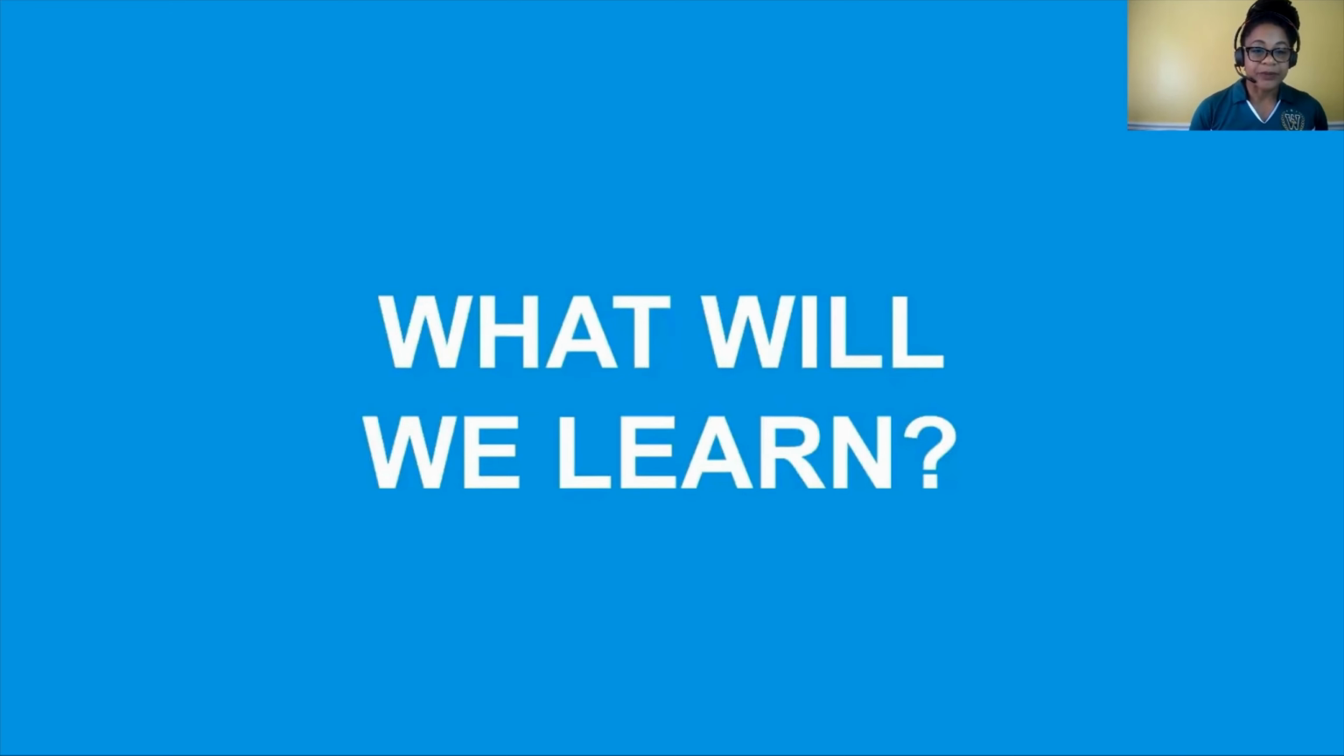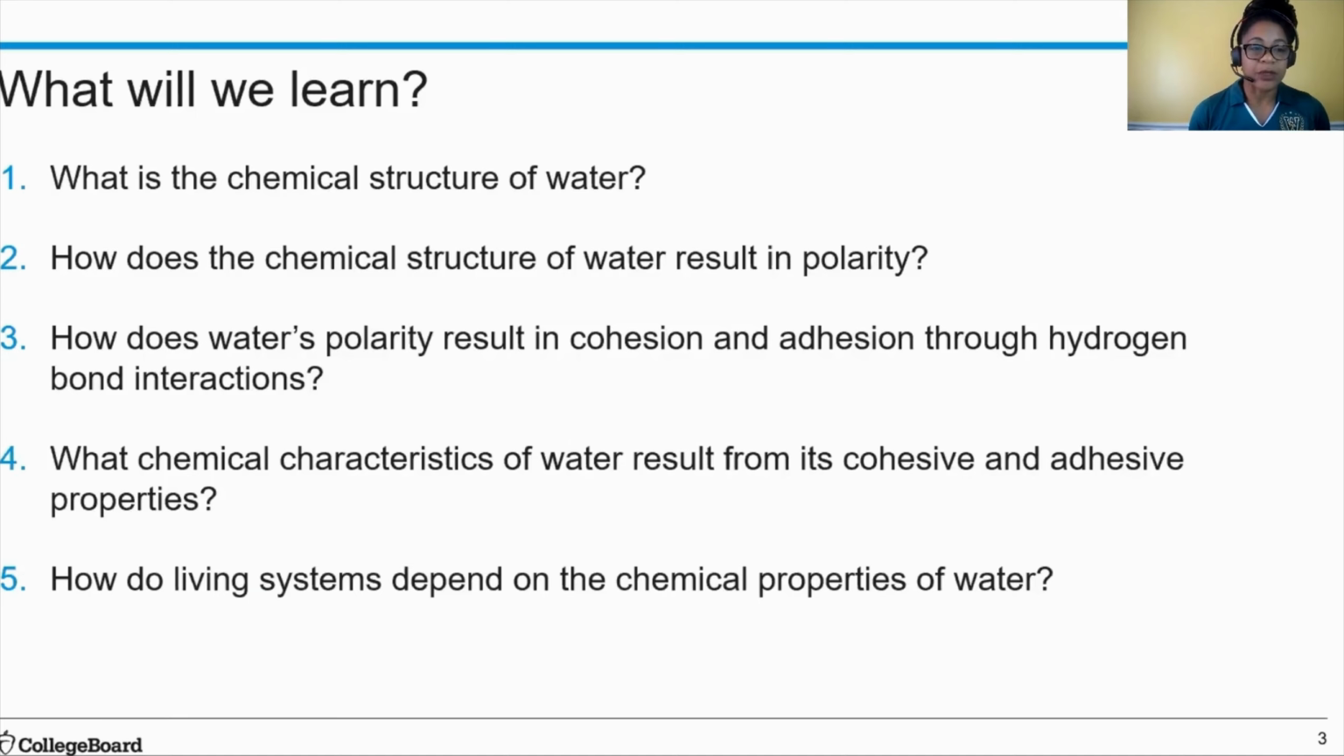What will we learn? In this video, we will learn about the chemical structure of water, how that structure is resulting in something called polarity. How does water's polarity result in cohesion and adhesion through hydrogen bond interactions? What chemical characteristics of water result in its cohesive and adhesive properties? And how do living systems depend on the chemical properties of water?